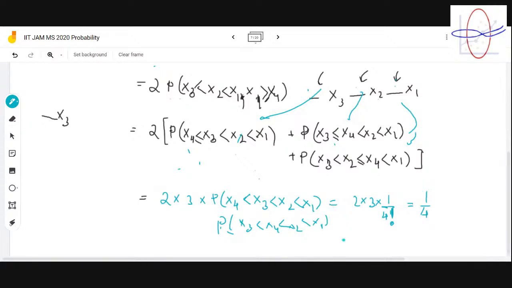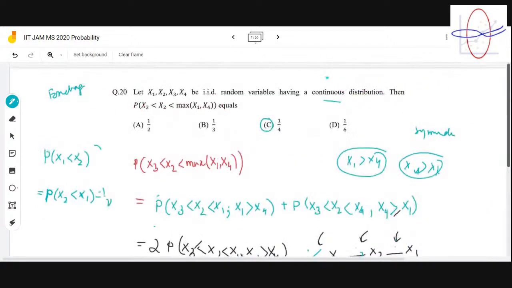All of them are disjoint and exhaustive. They will sum up to the whole set. Therefore, the sum of all the 24 equal events is equal to 1. Each of these events is 1 by 4 factorial, that is 1 by 24. Therefore, 6 by 24 is 1 by 4, and you get the probability to be 1 by 4. This is the beauty of exchangeable random variables. I love this problem. I'm sure you must love it too.